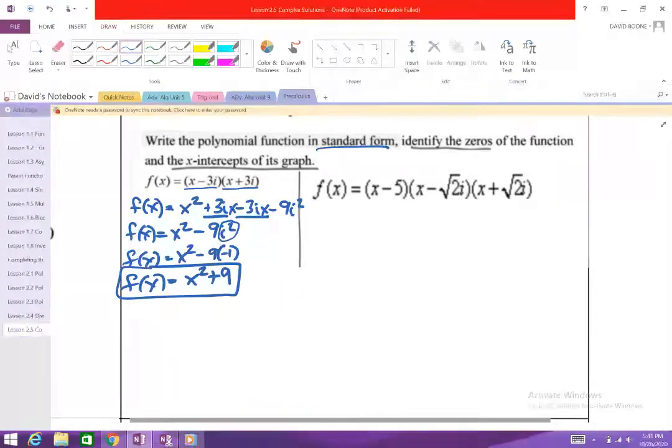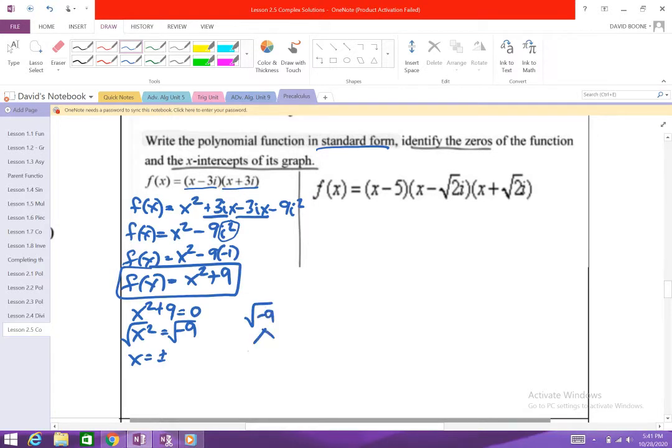So if we're going to identify the zeros for that, I got to set that equal to 0. So solve, subtract 9 off of both sides, square root. Anytime you square root both sides, you get plus or minus. And now this is the square root of negative 9. If we break it apart, it's really the square root of 9 times the square root of negative 1. Square root of 9 is 3. Square root of negative 1 is i. So we have plus or minus 3i as the zeros. Okay, so those are the zeros.